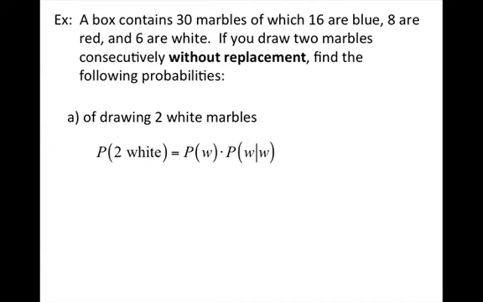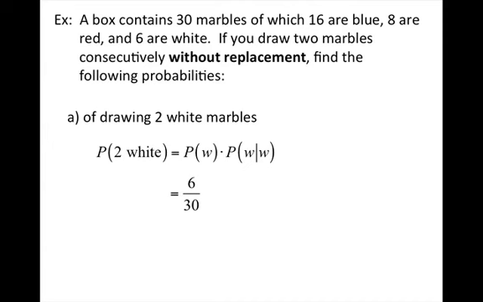Well, let's look at the first probability. Of the 30 marbles, 6 are white. So when you reach in and draw the first marble, you have 6 chances of drawing a white one out of 30. So that probability is 6 over 30.